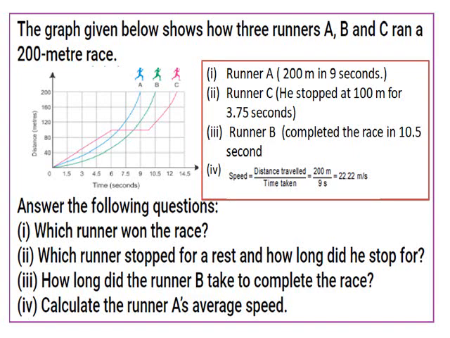Then the last question, calculate runner A's average speed. What is the average speed of runner A? Runner A has completed 200 meters in 9 seconds. So total distance divided by total time, 200 divided by 9, and 22.22 meters per second is the speed of runner A.